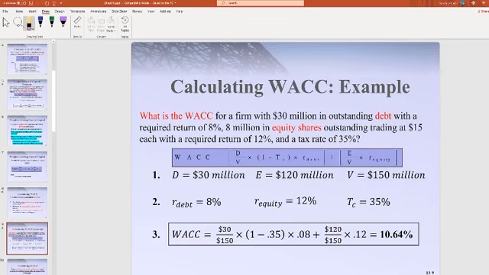So the third step, once you have the first and second, you put it in the formula. D is 30 divided by V, 150, multiplied by 1 minus T, which is tax, 35% from the question, multiplied by RD, the cost of debt, and the same for equity. The answer is 10.64. This is how we calculate WACC, and always we need to be organized like this: step 1, 2 and 3.